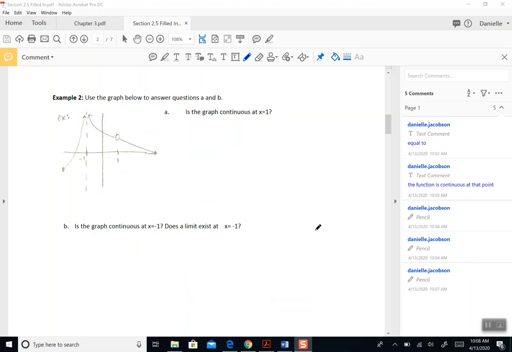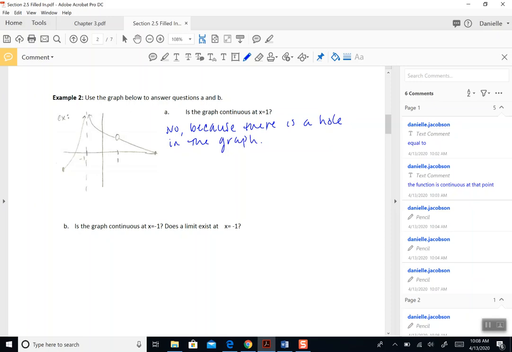Okay, so let's use the following graph to answer questions A and B. All right, so we have our graph here. The first question is, is the graph continuous at x equals 1? So looking at x equals 1 right here, we can see that there's a hole in the graph. So we could answer this very informally and simply say no, because there is a hole in the graph. Right, so that would be the informal way to do this.